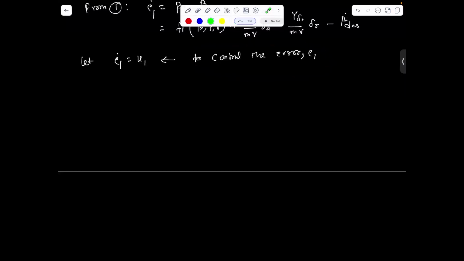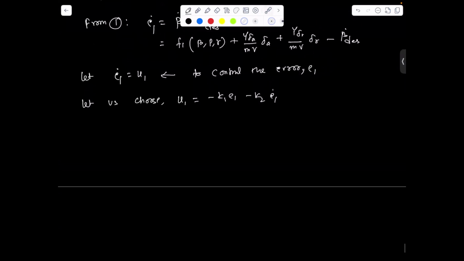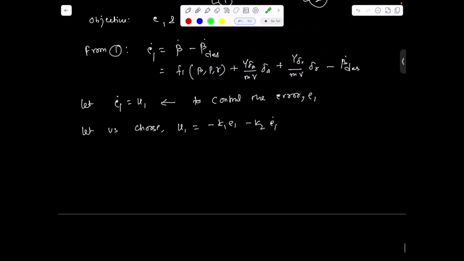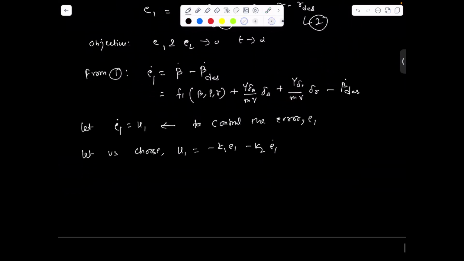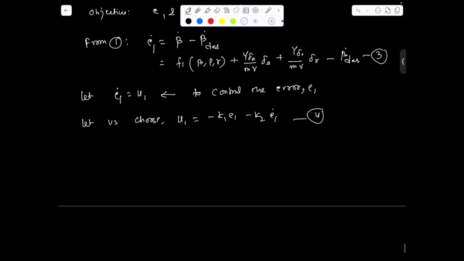Okay, so for that, let us choose U1 as minus K1 E1 minus K2 E1 dot, simple PD control. So now what we'll do is we'll substitute this equation here. So if we substitute here, let us define, this is equation 3 and this is equation 4.